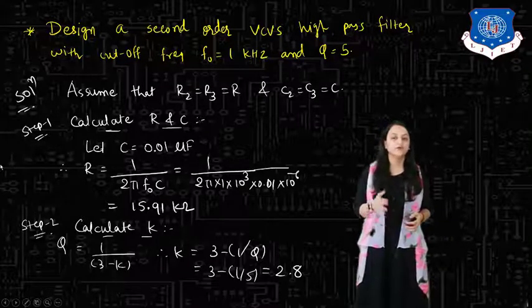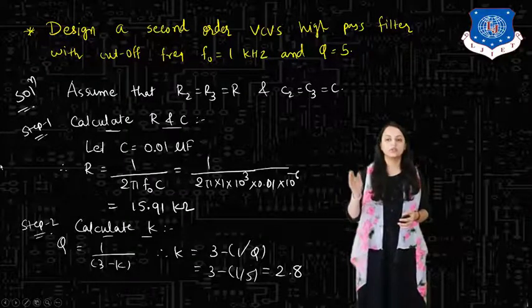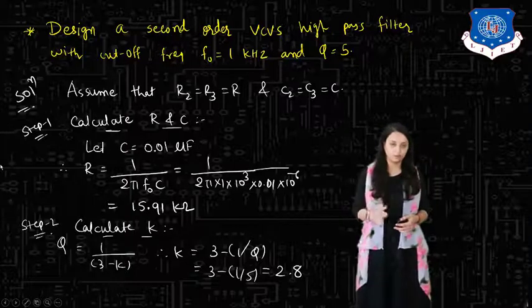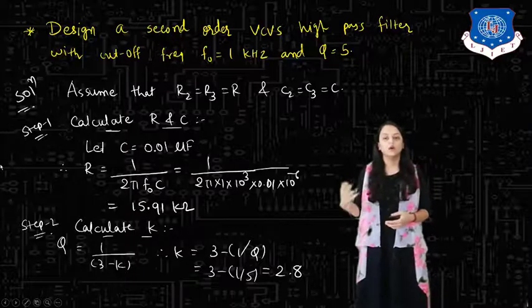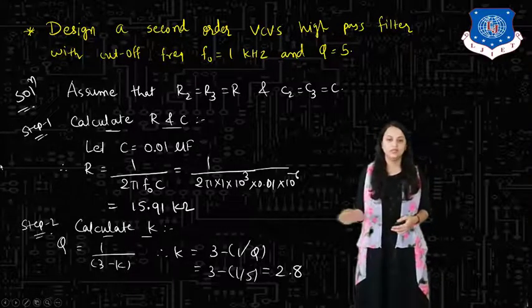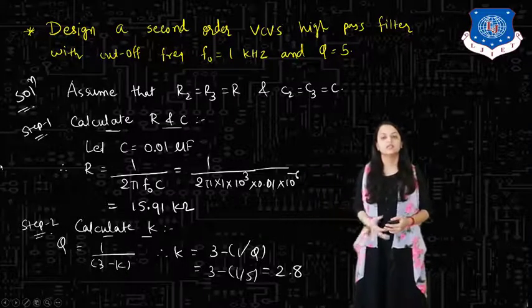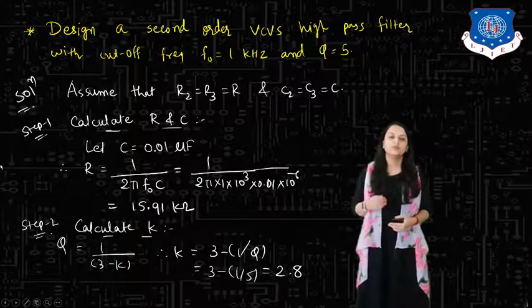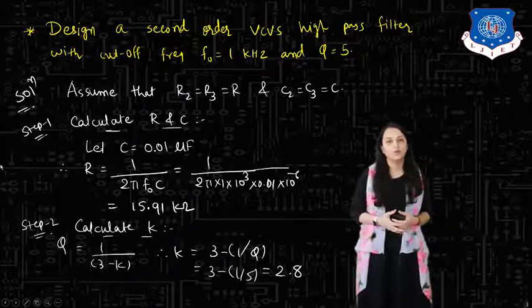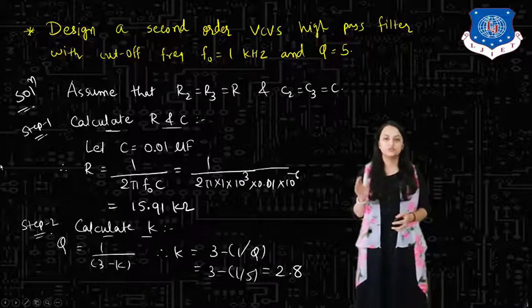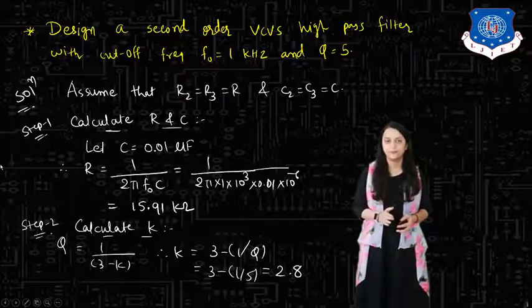So for resistance we can say that R equals 1 by 2 pi f0 C, where f0 is the output frequency. Here the output frequency and capacitance values are given. Let us place those values in this equation. So we will get the resistance value, that is equal to 15.91 kilo ohms. So here we have obtained the values of R and C in step 1.